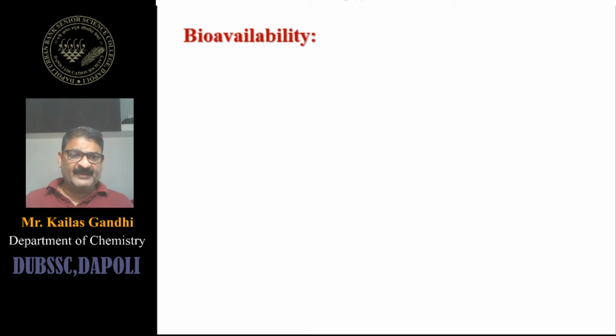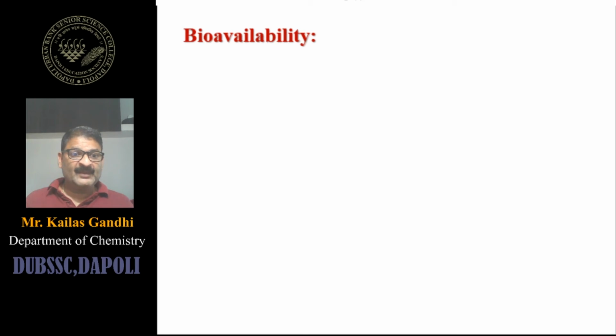Suppose I am taking 500 milligrams of the drug by oral route. Actually, in the blood or body fluid, the availability of the drug is not 500 milligrams, it is less than 500 milligrams. Suppose 300 milligrams of the drug gets distributed in the body fluid. So if we require 500 milligrams of the drug exactly in the bloodstream, then what do we do?